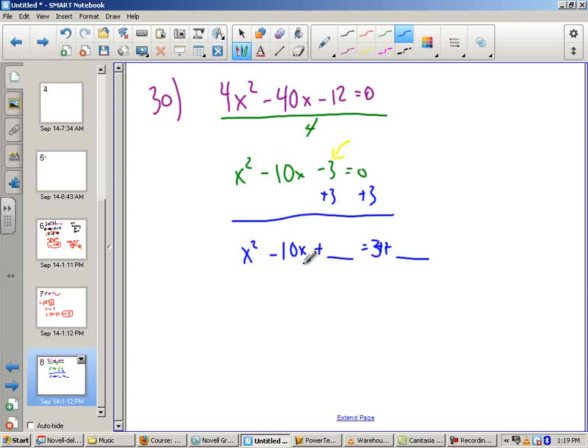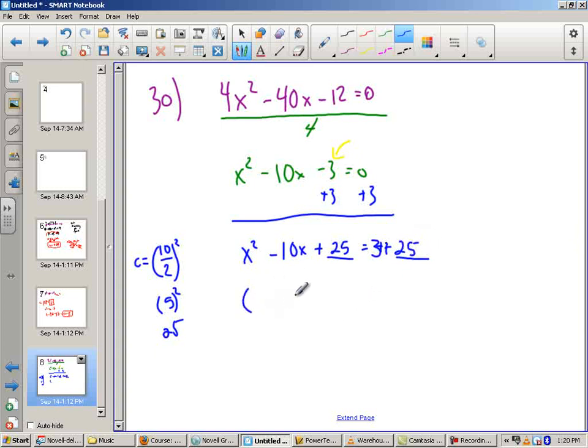And so I have to start with finding that c value. I know that in this case, c will be 10 over 2, and then I square it. 10 divided by 2 is 5, and when I square 5, I get 25. So I'm going to add a 25 here and a 25 here.